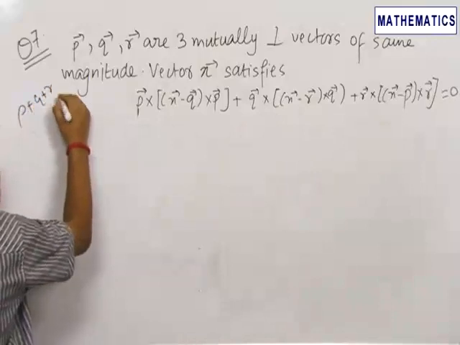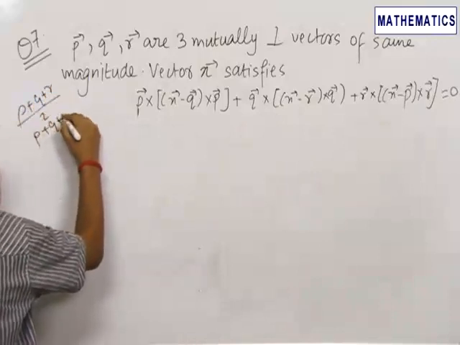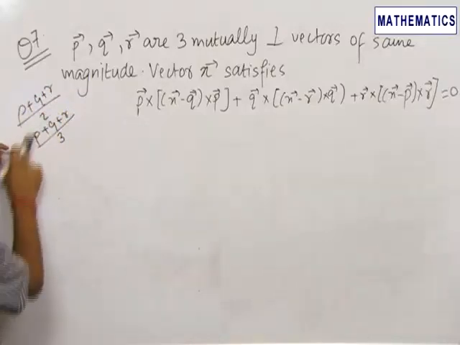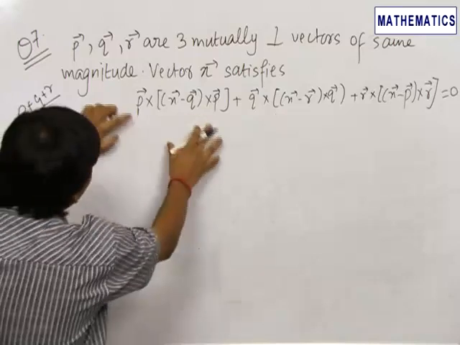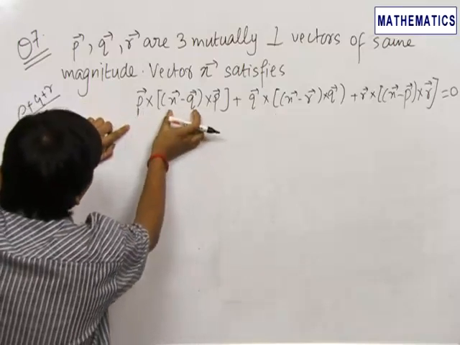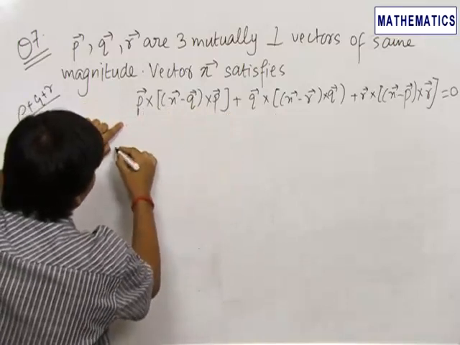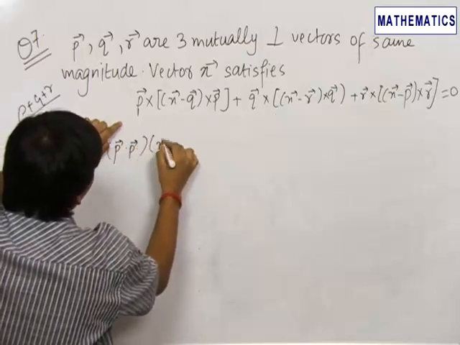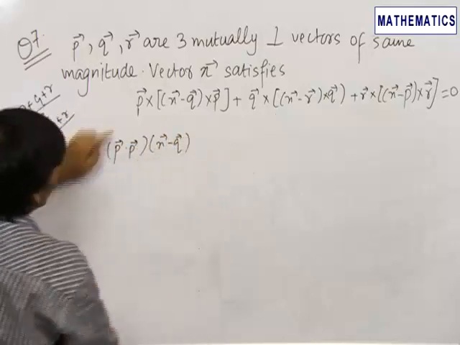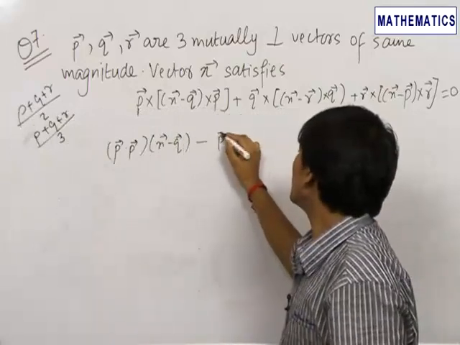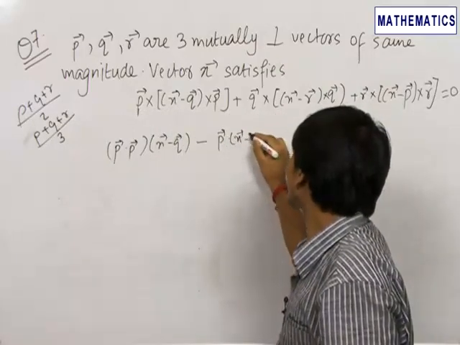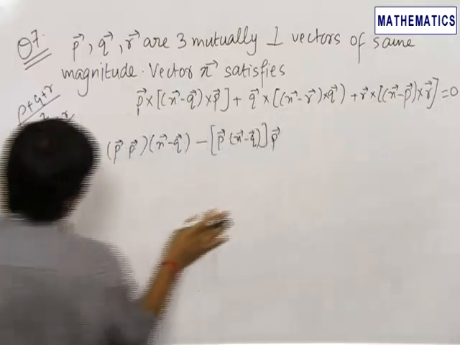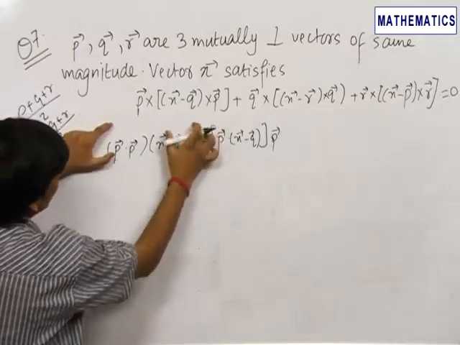We know that our answer can either be P plus Q plus R by 2 or P plus Q plus R by 3. This P is P vector. I am not writing the vector sign here. Now, if you look at these terms carefully, this is A cross B cross C. Therefore, this can be written as P vector dot P vector into x vector minus Q vector, minus of P vector dot x vector minus Q vector into P vector. Now this is the reduction of the first expression.